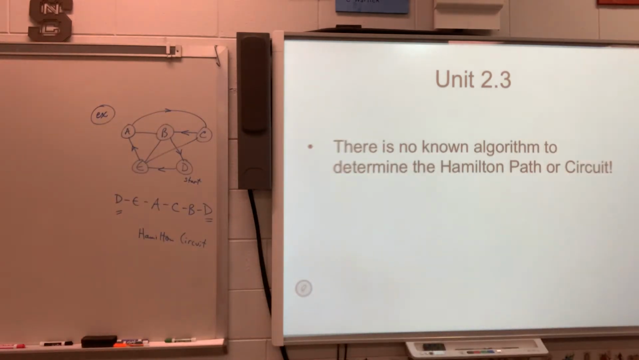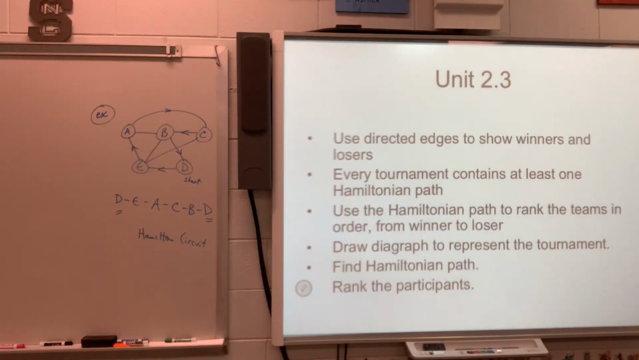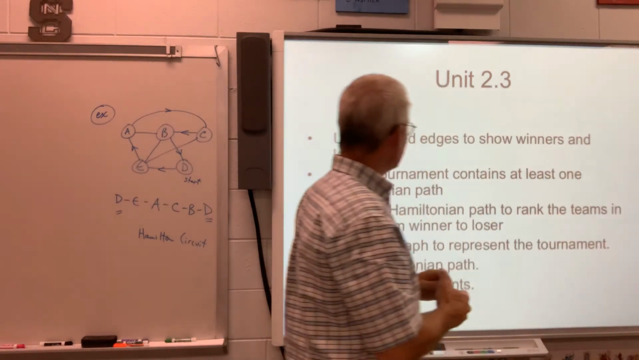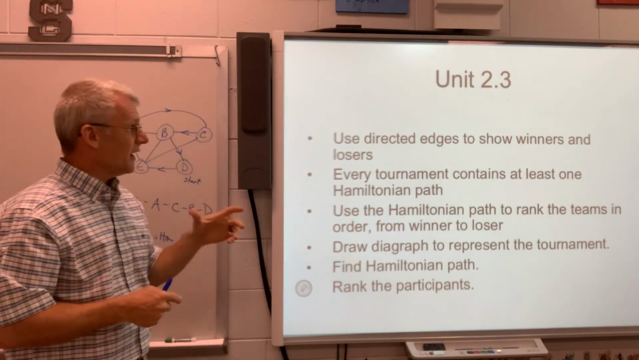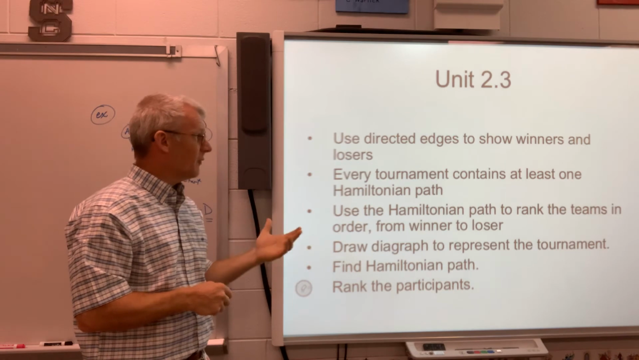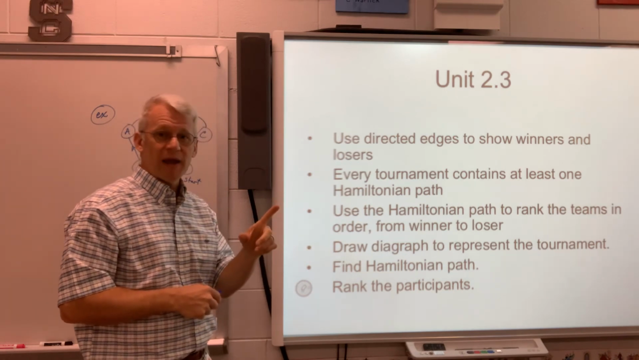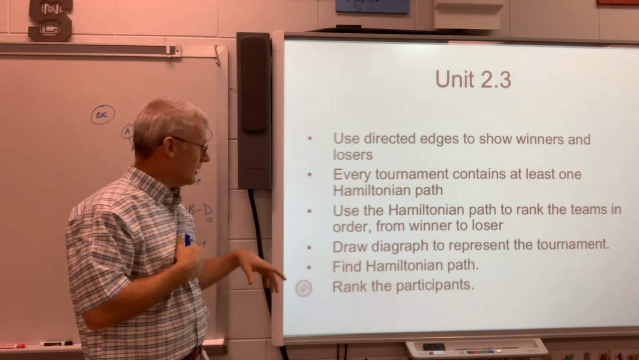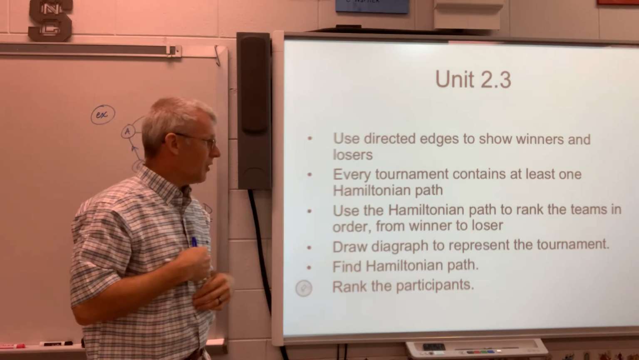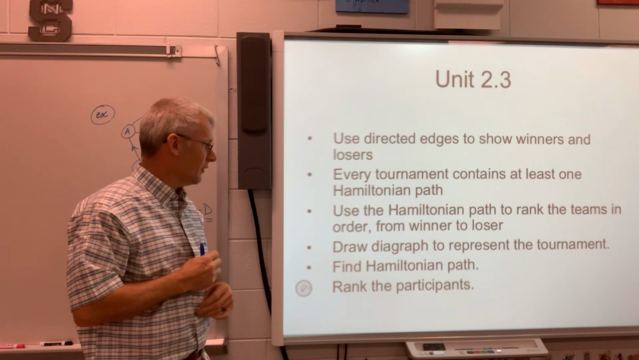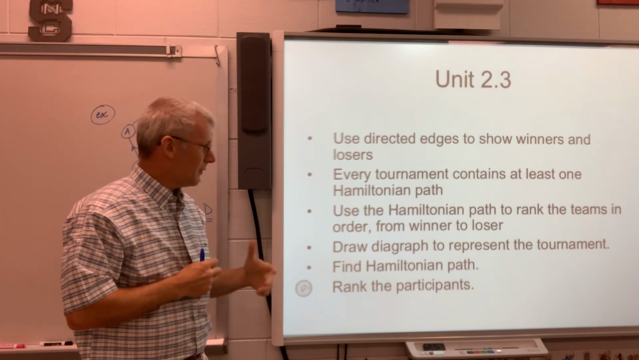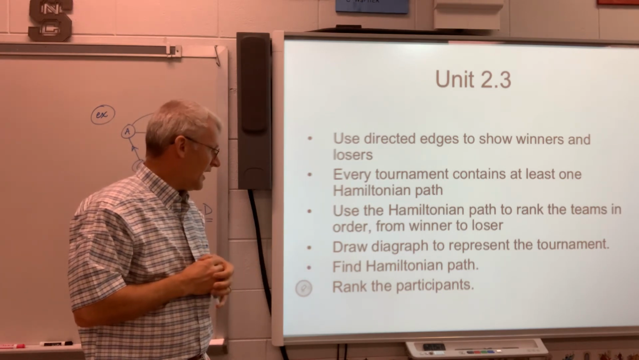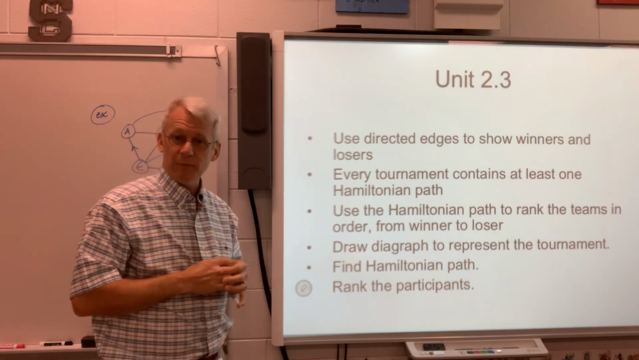So now, what else is going on with this? You can use this as a tournament. Directed arrows show winners and losers. Every tournament contains at least one Hamiltonian path. So in every tournament, someone's got to win. Use the Hamiltonian path to rank the teams in order from winner to loser. You draw a diagram to represent the tournament, find a Hamiltonian path, and then you rank the participants.